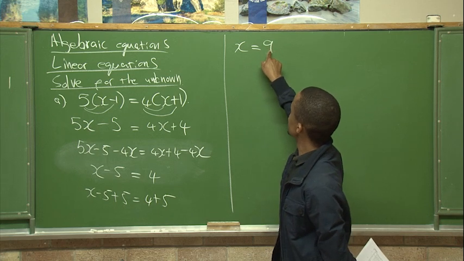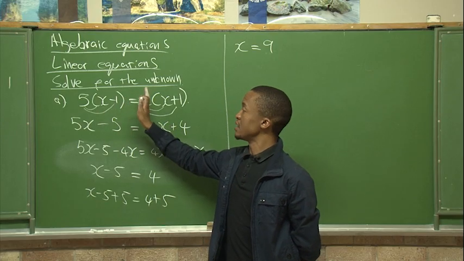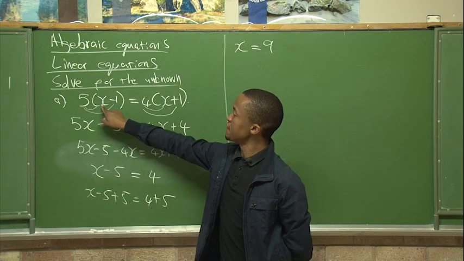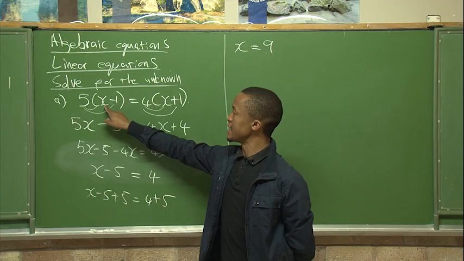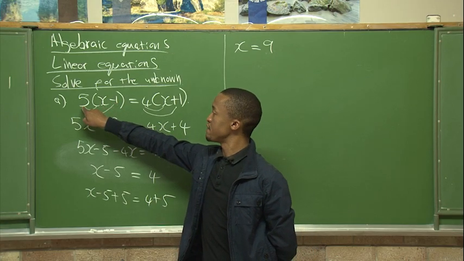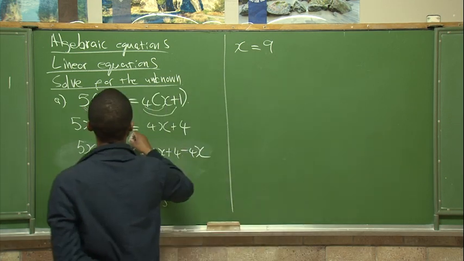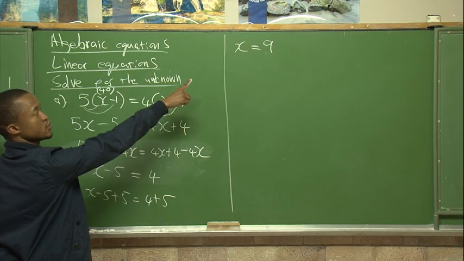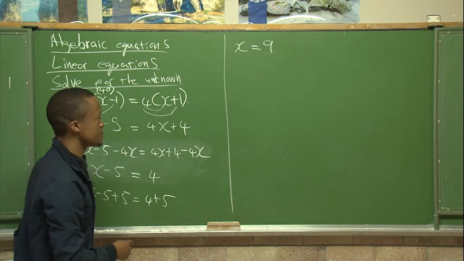Because when we substitute positive 9 in the place of x in the original equation, the left-hand side must be equal to the right-hand side. And let us check. If you have 9 in the place of x, we'll have 9 minus 1. And 9 minus 1 will give us positive 8. And 8 multiplied by 5 will get us 40. So it means on the left-hand side of the equation, we have 40 when we substitute the value of x that we found. Let us check what happens on the right-hand side of the equation.